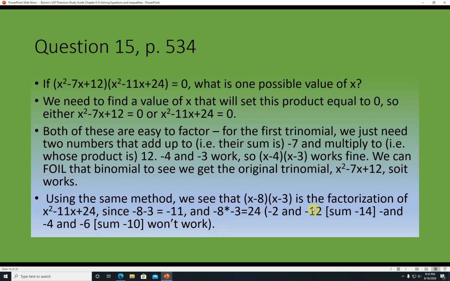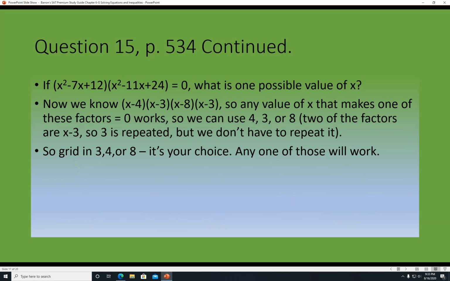The other ones you could try are 2 and negative 12, but those add up to negative 14. 4 and negative 6 add up to negative 10. So those won't work even though they are both factors of 24. So then we go on to the next page. Okay, we're just repeating the question here. So we know that x minus 4 times x minus 3 times x minus 8 times x minus 3 are all the factors.